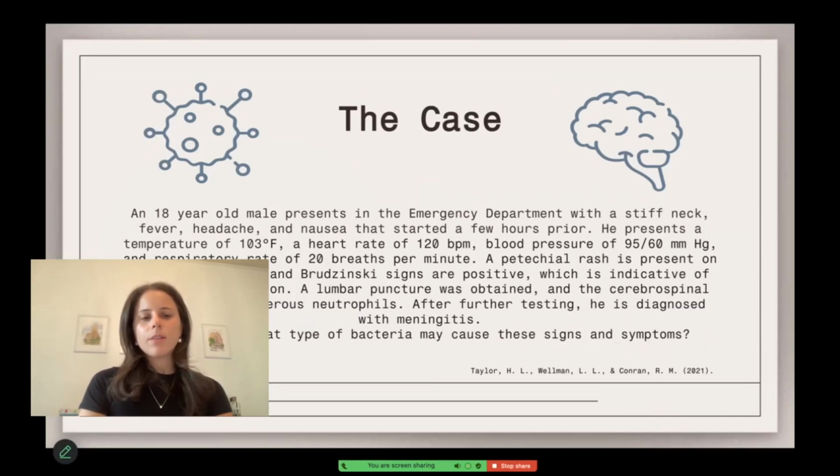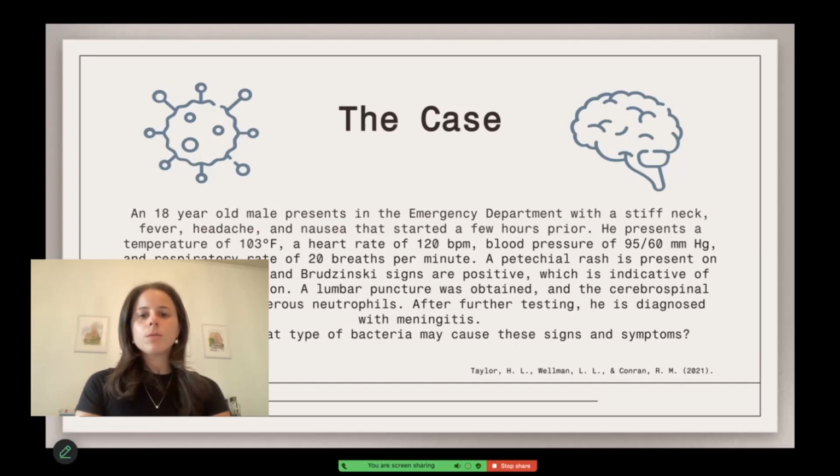He presents with an elevated temperature of 103 degrees Fahrenheit, an elevated heart rate of 120 beats per minute, a lowered blood pressure of 95 over 60, and a respiratory rate of 20 breaths per minute. A petechial rash is present on his trunk. Kernig and Brudzinski signs are positive, which is indicative of meningeal irritation.